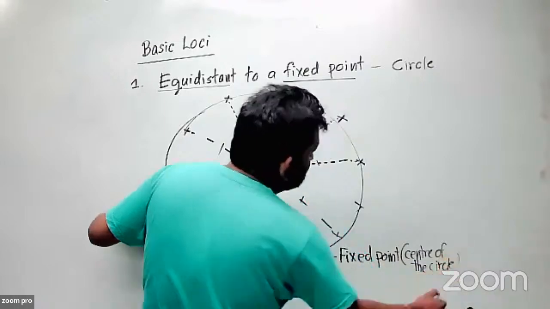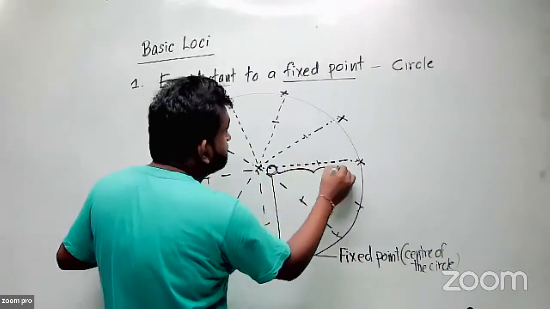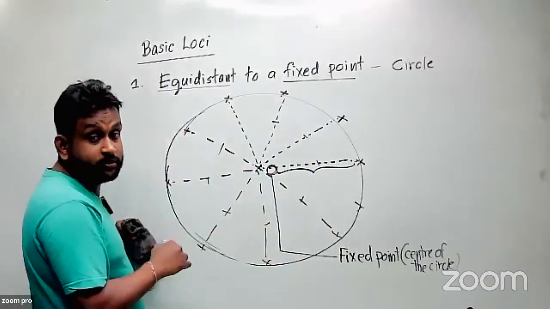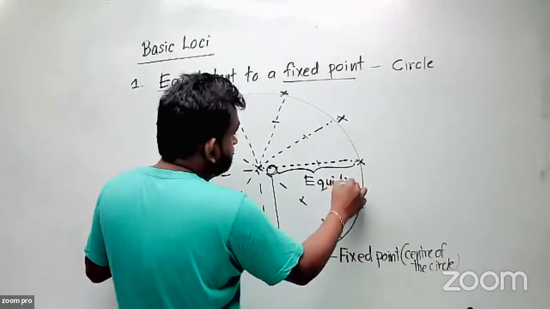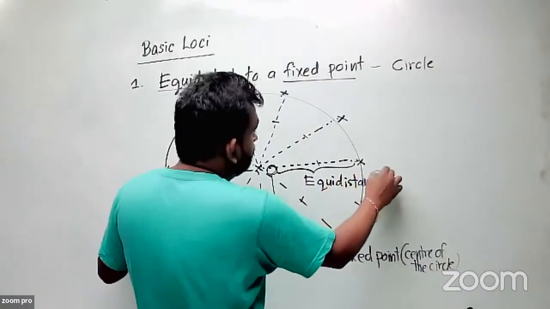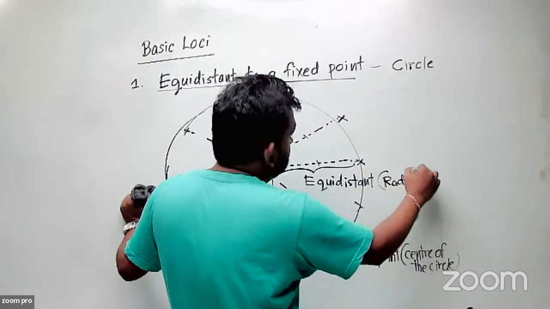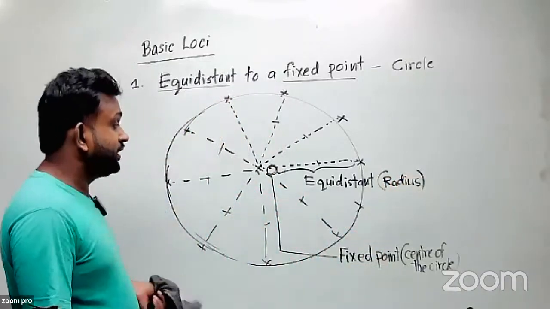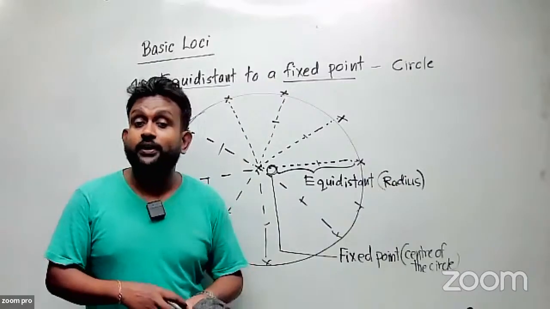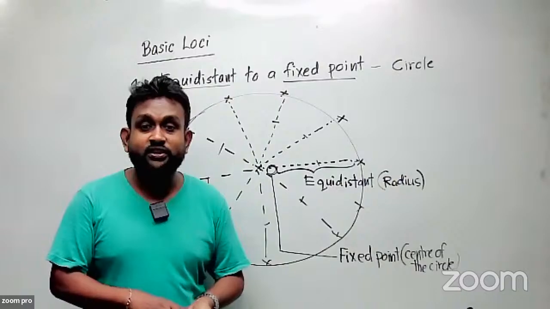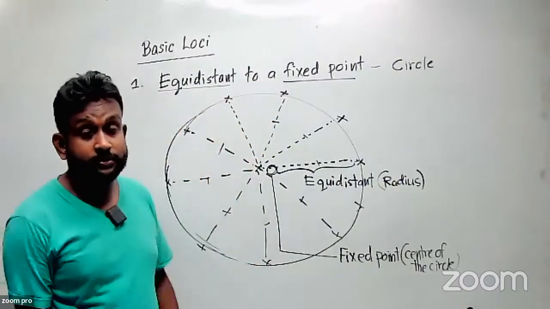Then what is the equidistance here? The equidistance is the radius of the circle, Putta. This is the equidistance. That is called the radius of the circle. Okay, now you know the fixed point is the center of the circle, and the equidistance is the radius of the circle. That is how the motions happen.